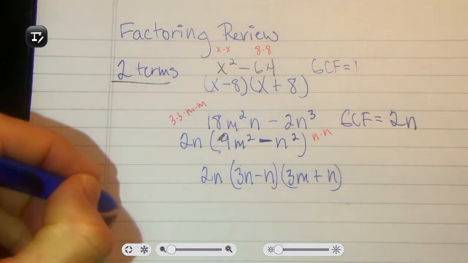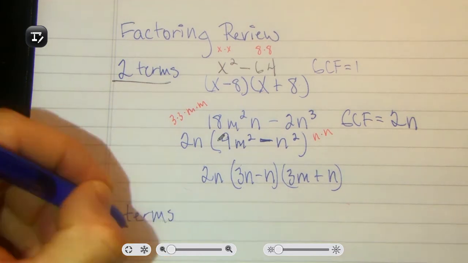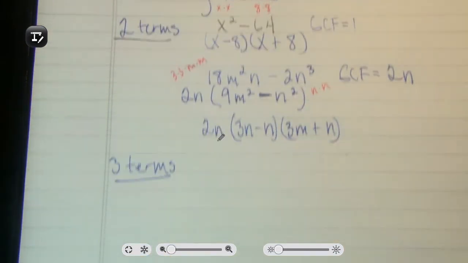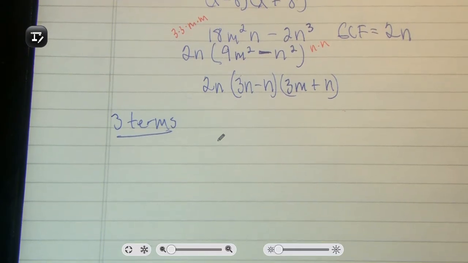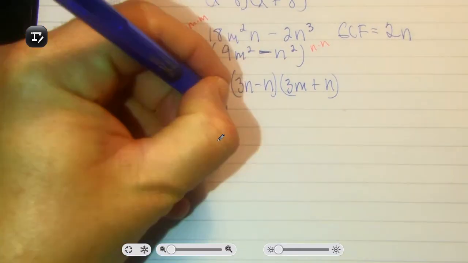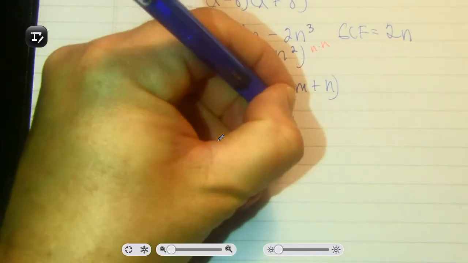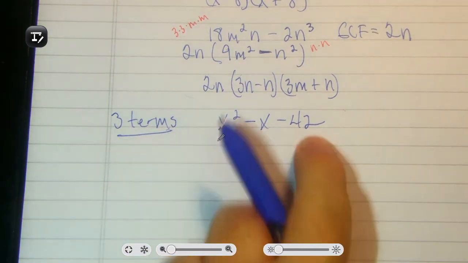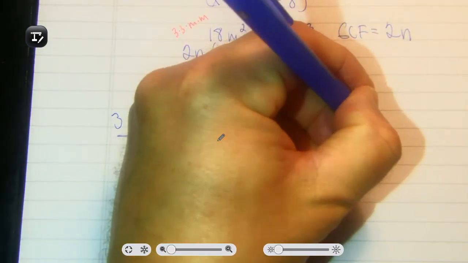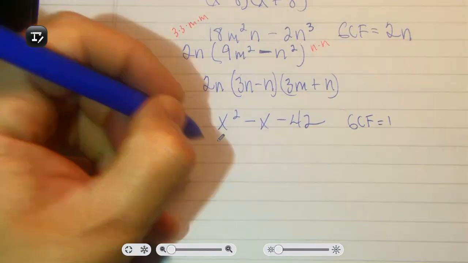But what if it's three terms? Well, there's two situations with three terms. Let's look at an example here first of x squared minus x minus 42. All right, greatest common factor, the GCF there is 1, so we don't have to do anything. That's cool. Coefficient here is 1 as well.